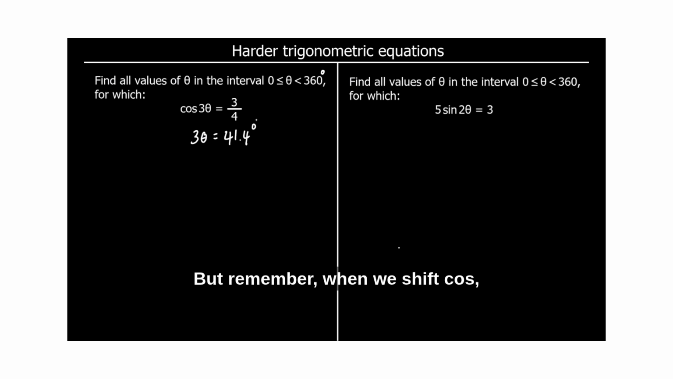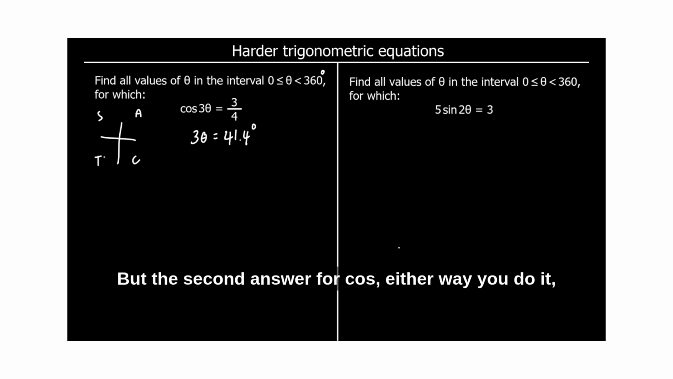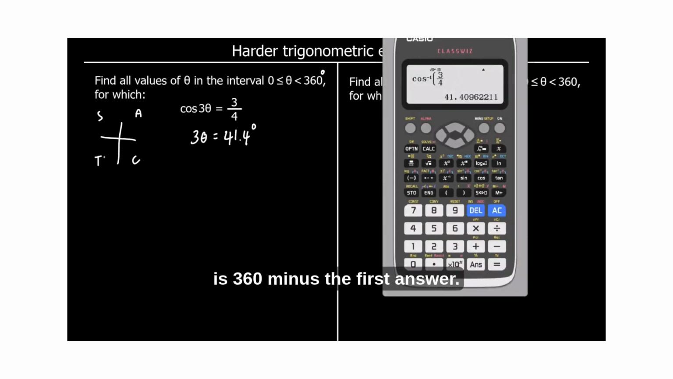But remember, when we shift cos, there's multiple answers. So that's just the first answer that the calculator's given us. For cos, you could draw the CAST diagram, or you could draw the cos graph. But the second answer for cos, either way you do it, is 360 minus the first answer. So I'm going to store the first answer as A, because we've got more calculations to do. So it's better to use the whole number.